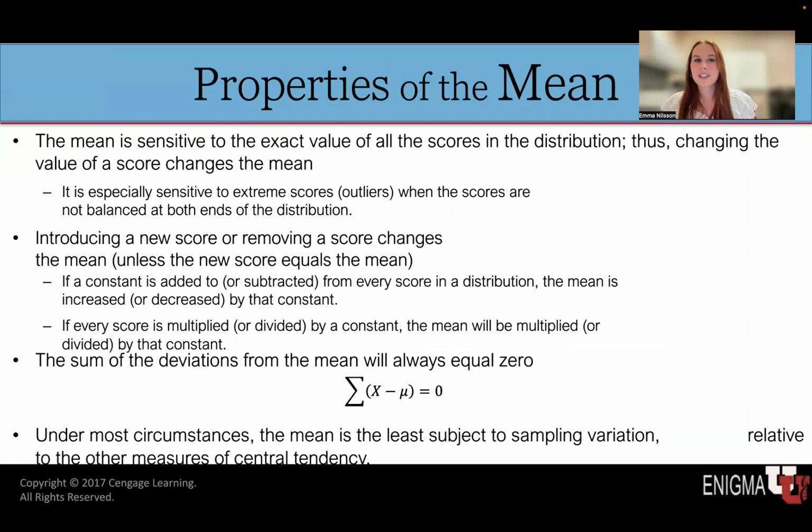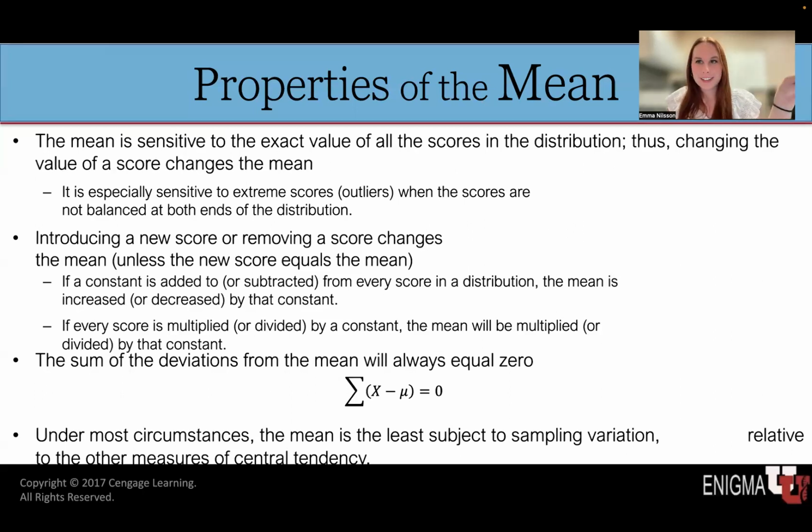Here are some properties of the mean. The mean is what we call sensitive to the exact value of all the scores in the distribution. What this means is when you change the value of one score in your data set, that will change the score of the mean. It's especially sensitive to extreme values called outliers. So if you have an extreme data point, really a lot lower or a lot higher than the majority of your distribution, then your mean is going to change more. What we just talked about here, introducing a new score or removing a score changes the mean unless the new score equals the mean.